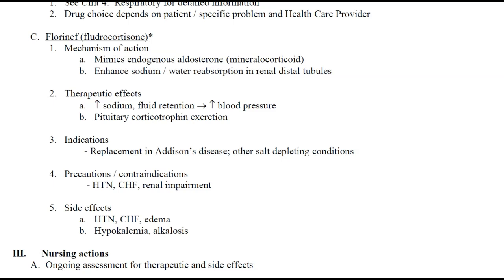If we can recall, in Addison's disease, there is a deficiency or lack of cortisol hormones. So again, Addison's disease is an autoimmune response wherein the adrenal glands do not produce enough cortisol and aldosterone. So this medication is used in that case. And sometimes this is also used for other conditions that cause salt depletion or low sodium levels. Some precautions or contraindications are hypertension, congestive heart failure, and renal impairment.